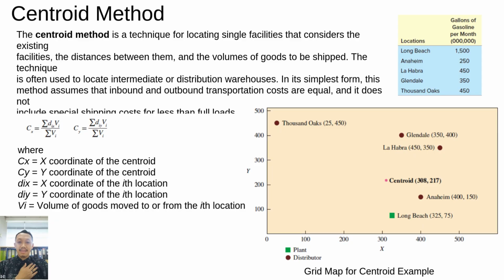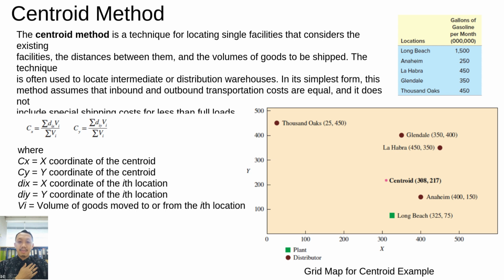Slide 13. The centroid method is a technique for locating single facilities that considers the existing facilities, the distances between them, and the volumes of goods to be shipped. The technique is often used to locate intermediate or distribution warehouses. In its simplest form, this method assumes that inbound and outbound transportation costs are equal, and it does not include special shipping costs for less than full loads.